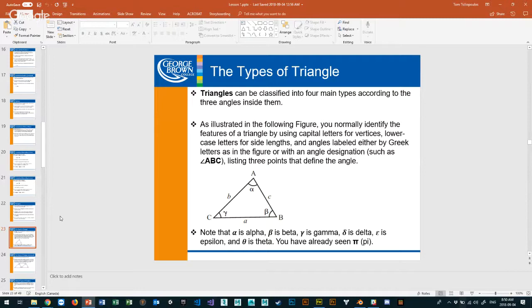Also to note that there are not just capital A, B, and C, but also small a, small b, and small c. And those are for the distances between, let's say, the capital A and the capital B. So the distance between capital A and capital B would be c. That's the length of that line segment. The distance between capital B and capital C is a. And there's also other little symbols inside, alpha, beta, and gamma, right? Which are Greek symbols for the angles.